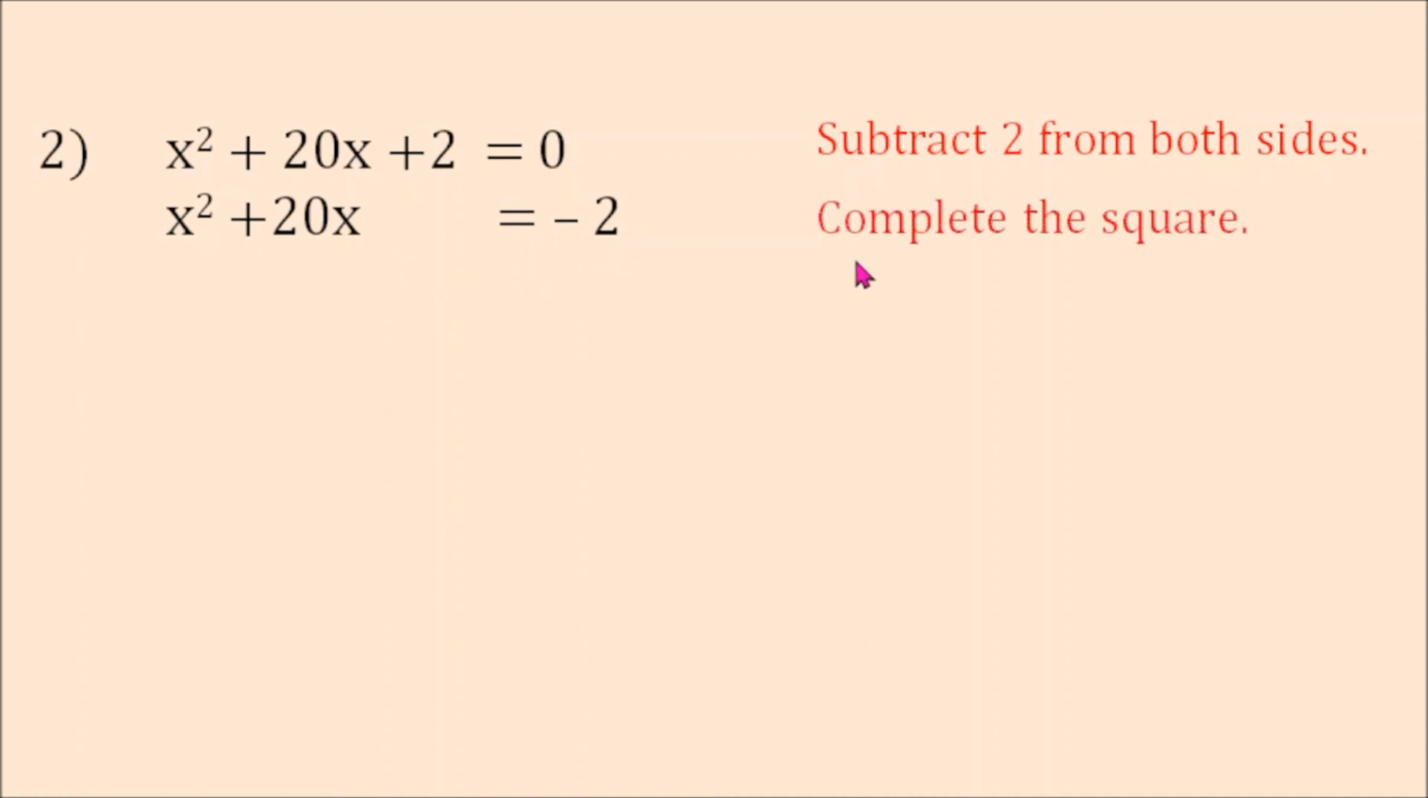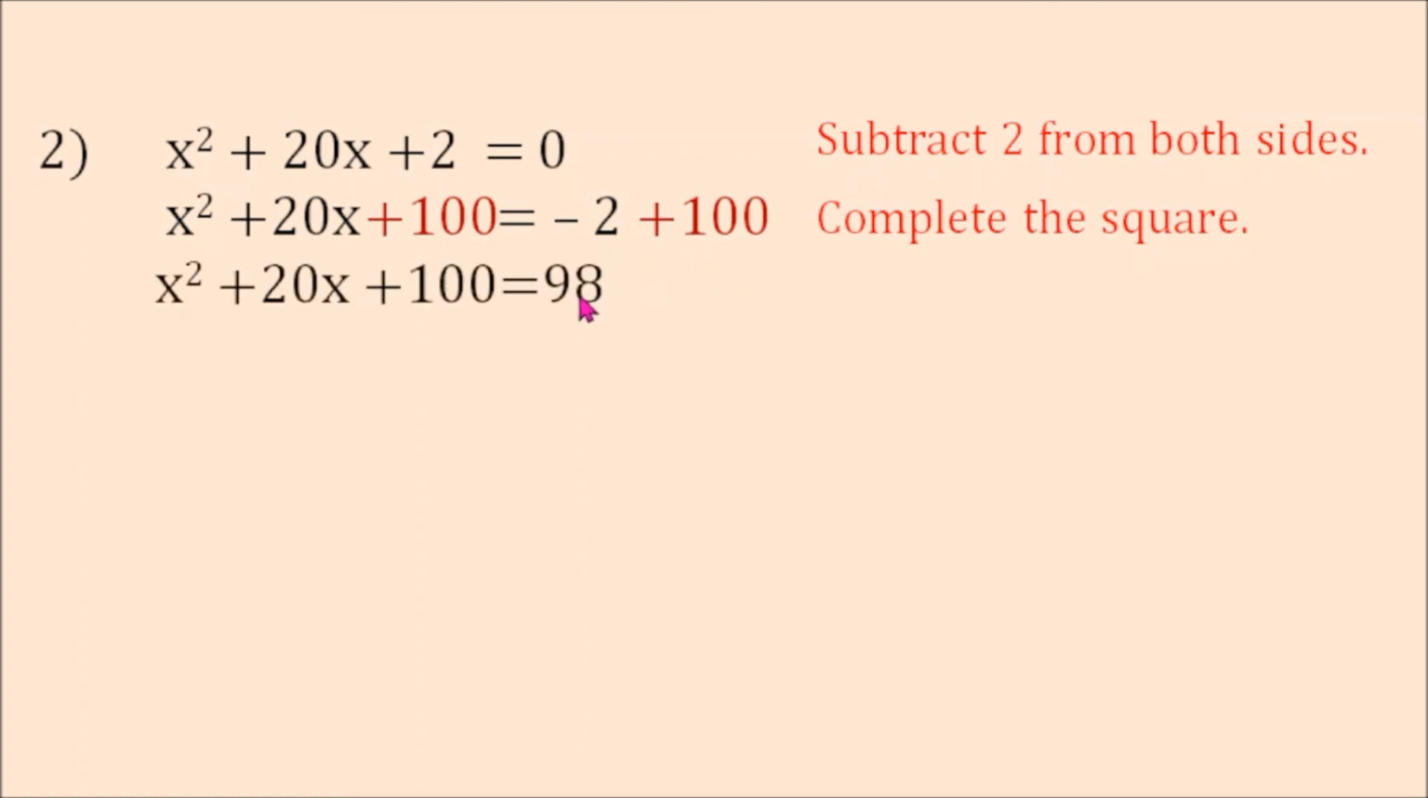Now we are going to complete the square. So that means we need one more term here. So we get 1/2 of 20, which is 10, then square it, it's 100. So we add 100 here on the left hand side and also 100 on the right hand side. Now we can simplify negative 2 plus 100, that's 98.